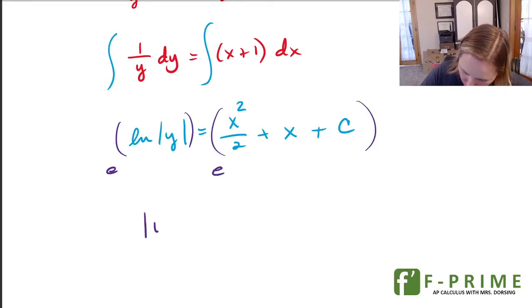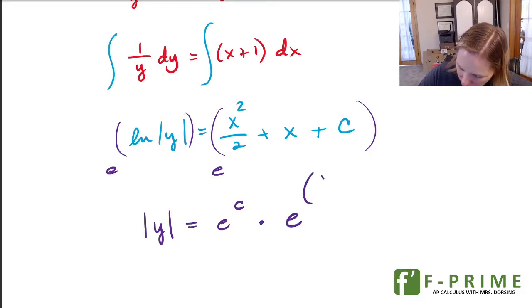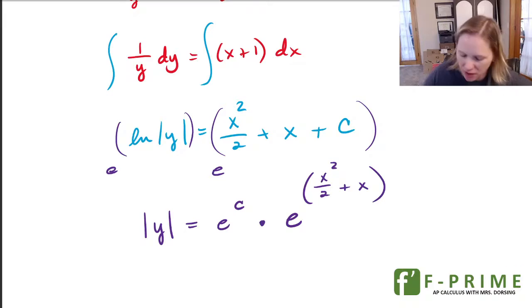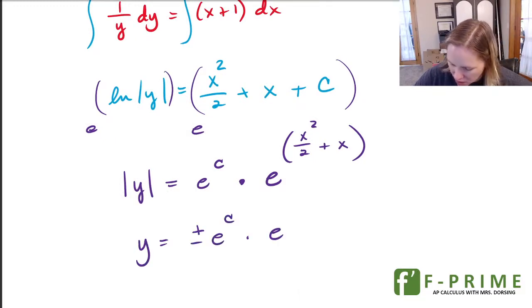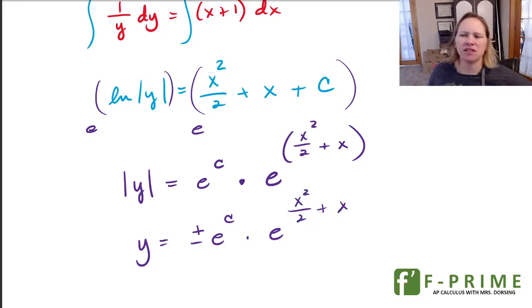So we'll get the absolute value of y equals, I'm going to put my e to the c in the beginning, times e to the x squared over 2 plus x. I'll leave those together, but I want to pull that e to the c out. And when I drop my absolute value bars, that's when I get my plus or minus e to the c times e to the x squared over 2 plus x. Now, in the previous example, I said, let's let k equal that, so we didn't have to write it. Well, truthfully, I'm not going to do that in this one, so you can see how it plays out.